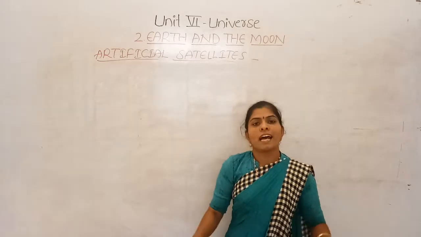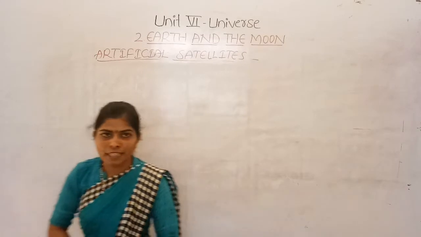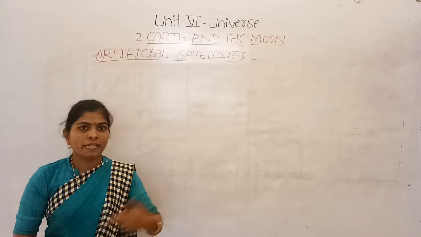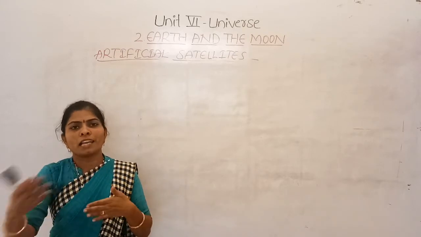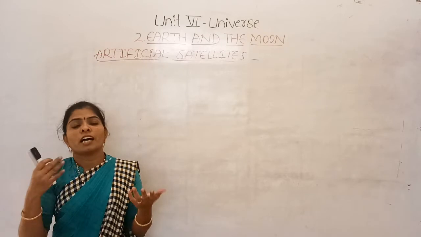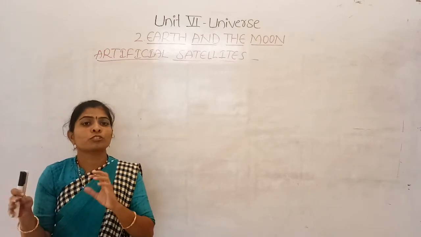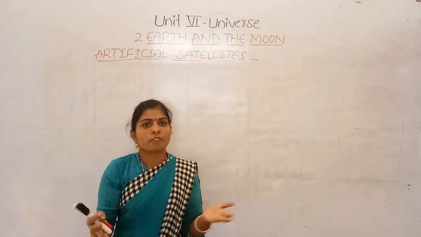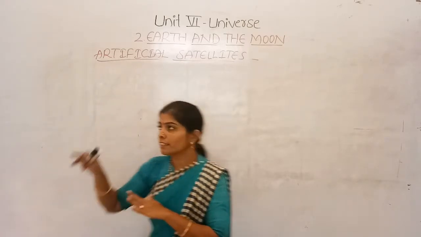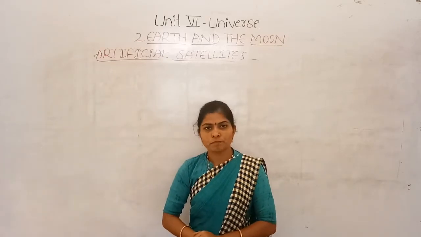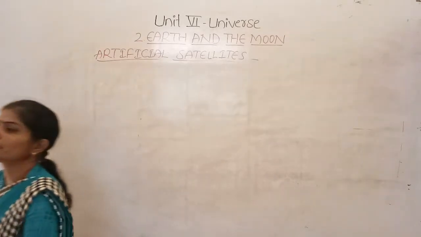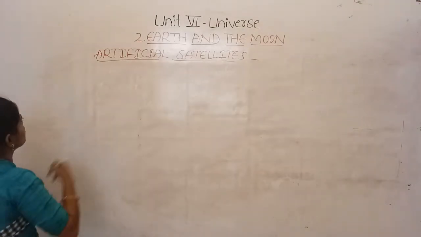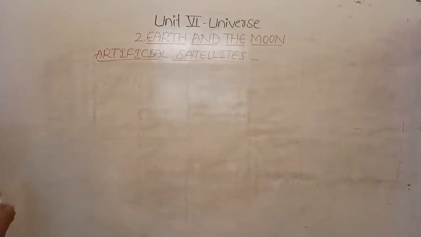But they are man-made objects launched into space for different purposes: to study other planets, or for biological, physical or astronomical studies, to learn more about the universe and our solar system. So we send these artificial satellites. The first artificial satellite was Sputnik 1, a Russian satellite.